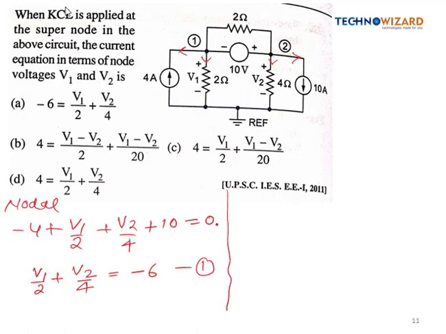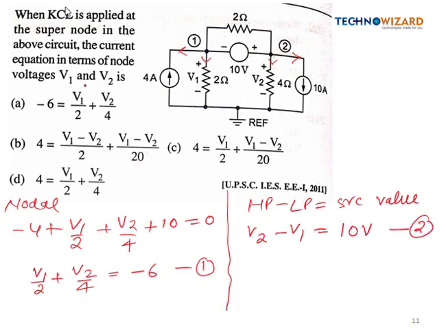Now the second equation you will obtain using this voltage source. So high potential minus low potential is equal to source value, right? So here the high potential is connected to the second node, it means V2, and low potential is connected to node 1, so it is V1, and the source value is given as 10 volt. So this is the second equation. In the question it is asking which will be the nodal equation, so it is matching with option A, so option A is correct.